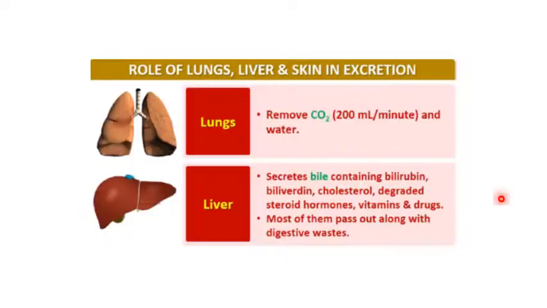Till now, we have learned about urine formation and how the kidney helps us in urine formation. But we also need to understand that other organs like lungs, liver, and skin are also excretory organs and they also play an important role. Lungs remove carbon dioxide and water. The liver secretes bile containing bilirubin, biliverdin, cholesterol, degraded steroid hormones, vitamins, and drugs. Most of them pass out along with digestive waste.